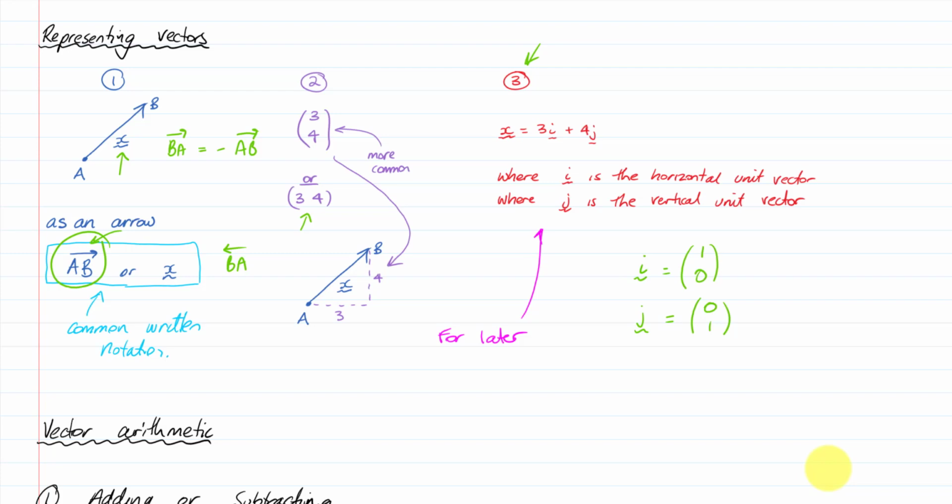So if we go 3 across and 4 up, then this is 3i plus 4j. If we go 3 across and 4 down, it would be 3i minus 4j. So we have got the component form as well. So there's the different forms.